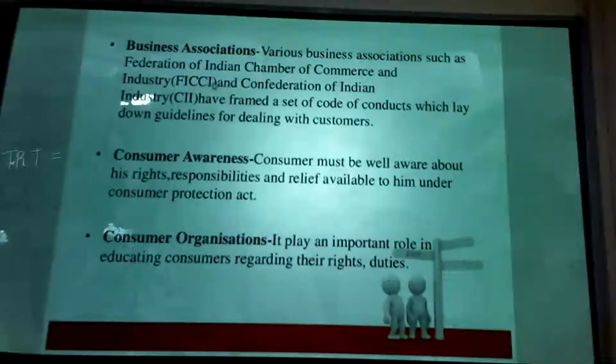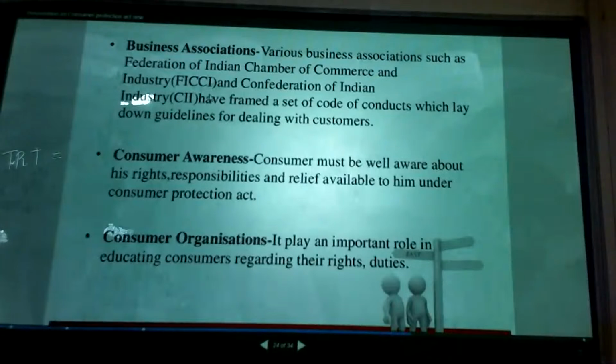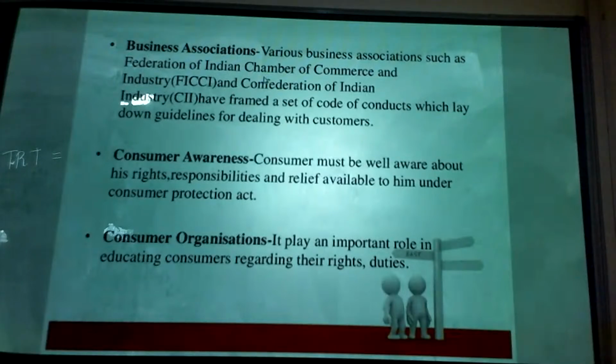So we have some business associations related to the Consumer Protection Act. One of the major ones is FICCI and CII, the Confederation of Indian Industry, and another, the Federation of Indian Chambers of Commerce and Industry. So what are these federations doing? Ultimately, they deal with customers' needs, requirements and satisfaction, and they are also giving guidelines, as I already told.